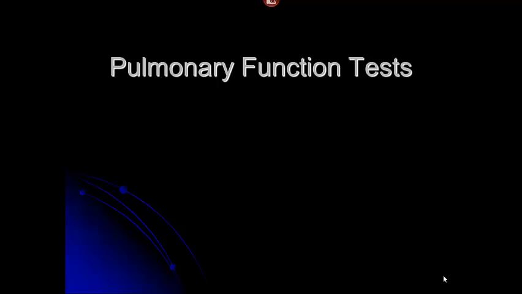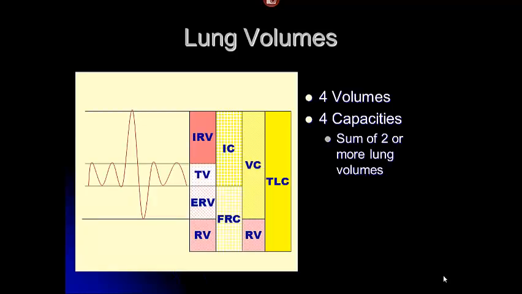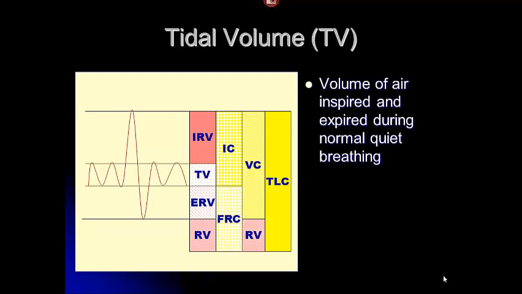Let's review first, before we go into the interpretation of pulmonary function tests, different lung volumes and capacities that you should remember from pathophysiology. There are 4 volumes and 4 capacities. What is tidal volume? Basically, it is your normal breathing. It is the volume of air inspired and expired during normal quiet breathing.